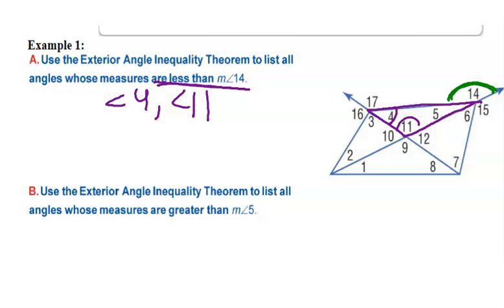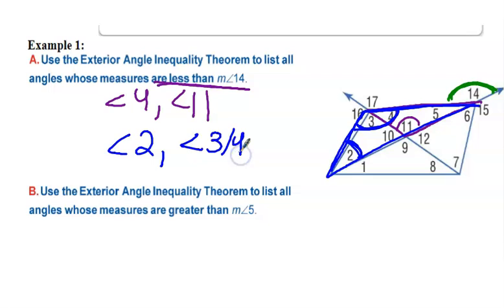All right, now let's look at another one. Let's look at this big triangle right here. This big triangle is also connected to the angle 14. So what would be the corresponding interior angles? Well, that would be 2 and then 3 and 4 together. So angle 2 and then angle 3 and angle 4 put together.